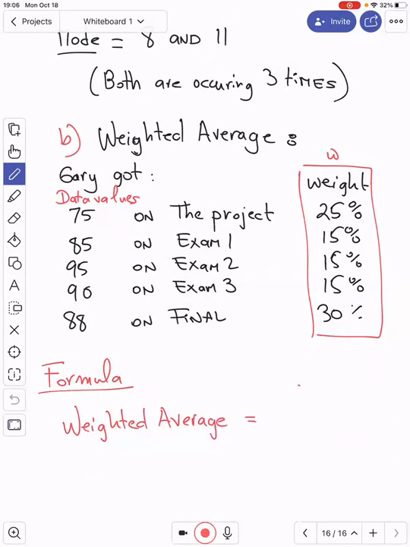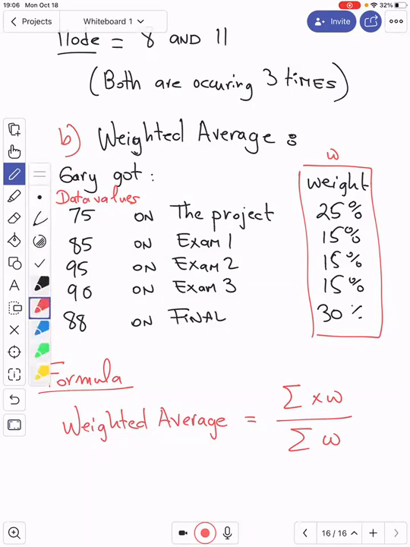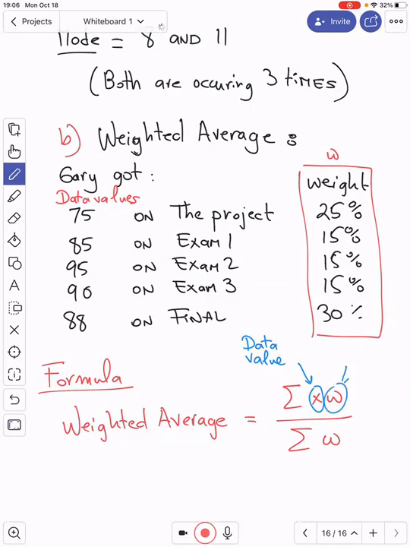So this is equal to the sum of the X times W over the sum of the W's. The X, guys, that's just the data value, or the score in the exam. And the W, that's the weight.